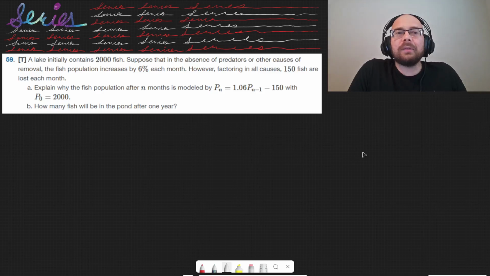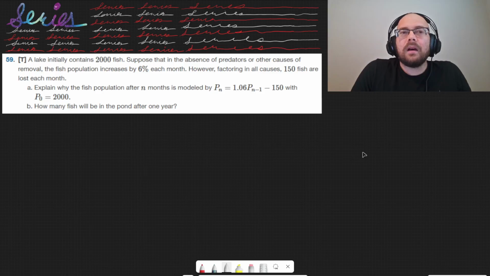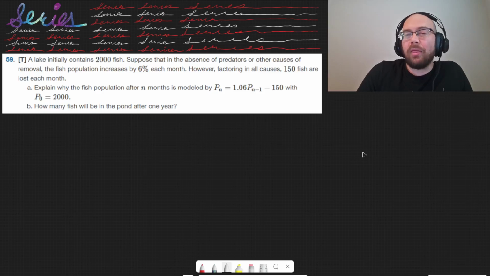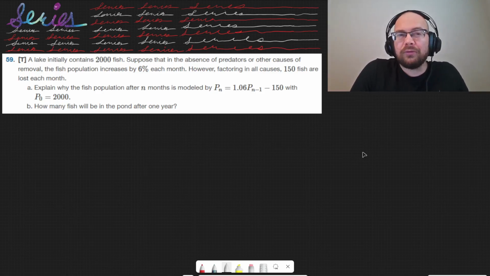The population increases by 6% each month. Factoring in all causes, 150 fish are lost each month. So the population is increasing by 6%, 6% of the original amount at the beginning of that month is what they're going off of, not 6% at the end. That would be a little different.